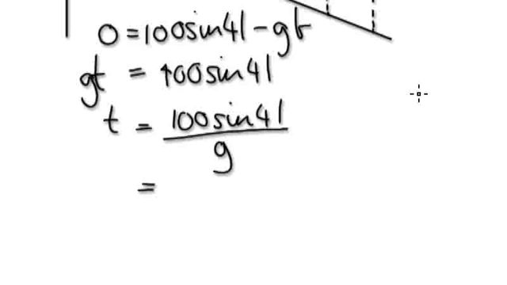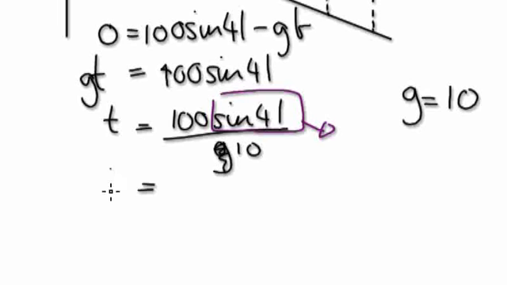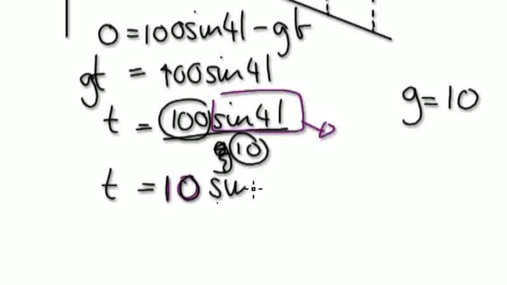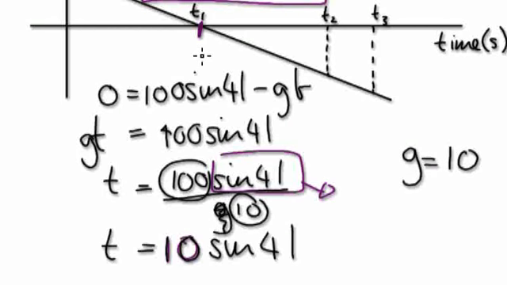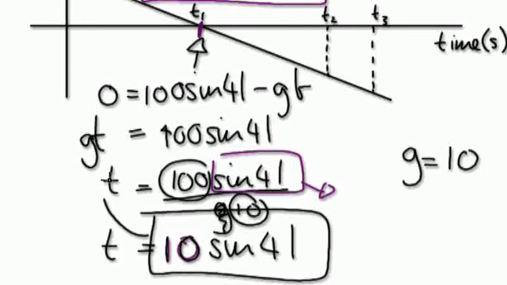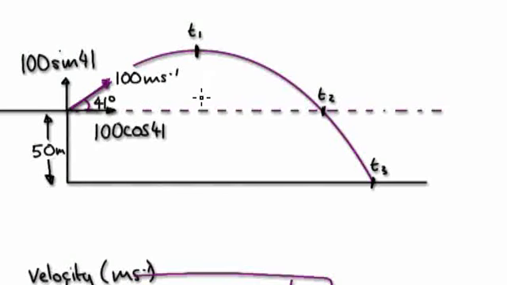Because we're on Earth, we're going to take g as 10. Okay, gravity on Earth is 10. So really, we are dividing by 10. So we can just move this out here, and basically it becomes t equals 100 divided by 10, which is 10 sine 41. So the time that it takes to get to the maximum height would be 10 sine 41. Okay. Remember, this is just a time. We've just worked out the time it takes to get to maximum height.